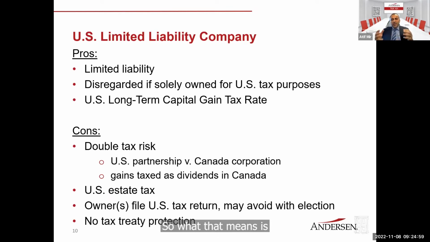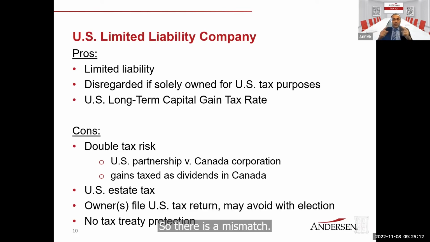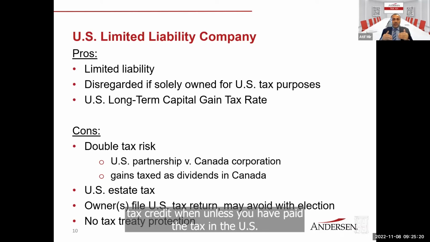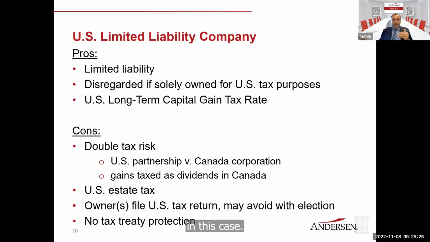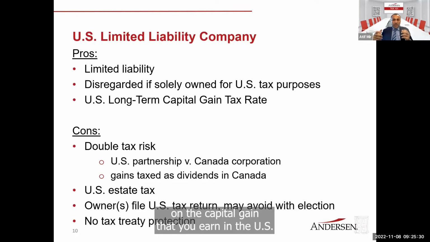Exactly. So what that means is that you have included the capital gain on your Canadian tax return, but in the US, you have not yet paid the tax on the capital gain. You will pay it in later years. So there is a mismatch. And the way the Canadian tax rules are worded, you cannot claim the foreign tax credit unless you have paid the tax in the US. If that happens, then you might end up paying double taxation on the capital gain that you earn in a US LLC structure.